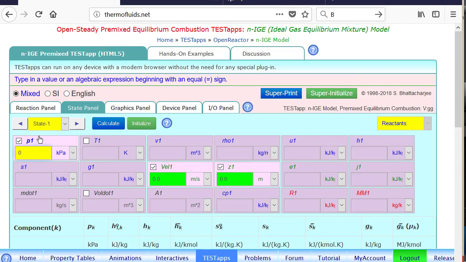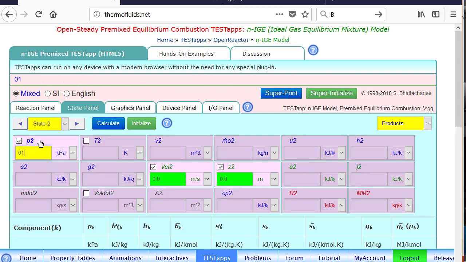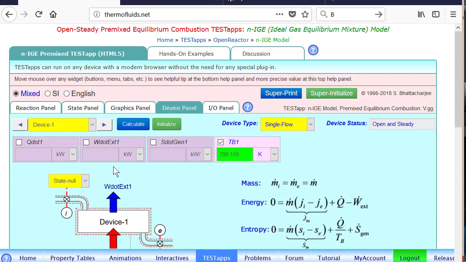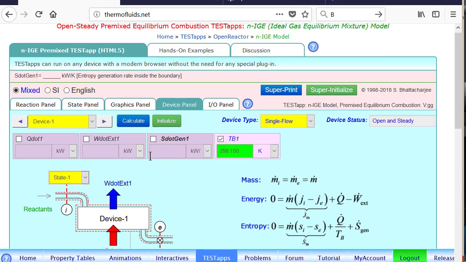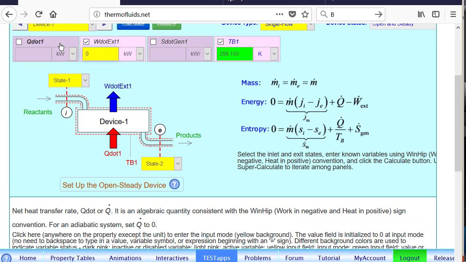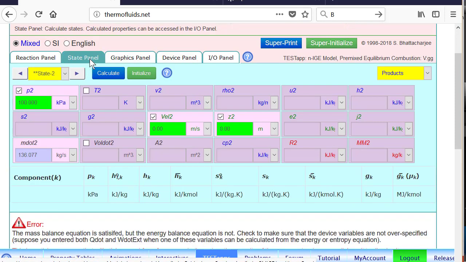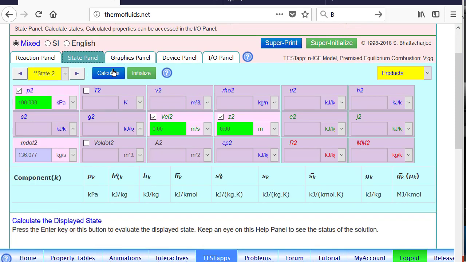For the state panel, for the inlet, we know everything, which is the reactants, 298 Kelvin. And for the exit, we only know the pressure. Go back to the device panel. So the rest of the process remains similar. No heat transfer, no work transfer. We calculate, come back to the state panel, and run another calculate.